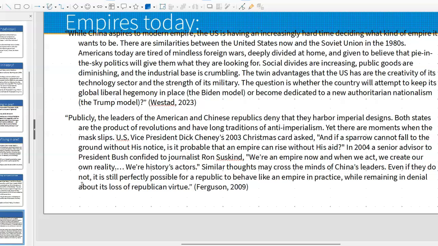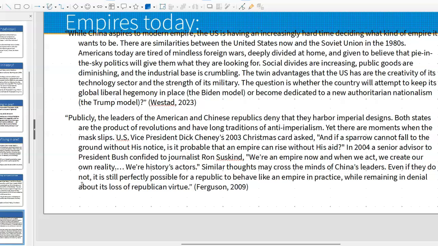There are similarities between the United States now and the Soviet Union in the 1980s. Americans today are tired of mindless foreign wars, divided deeply at home, and given to believe that pie-in-the-sky politics will give them what they are looking for. Social divides are increasing, public goods are diminishing, and the industrial base is crumbling. The twin advantages that the U.S. has are the creativity of its technology sector and the strength of its military.